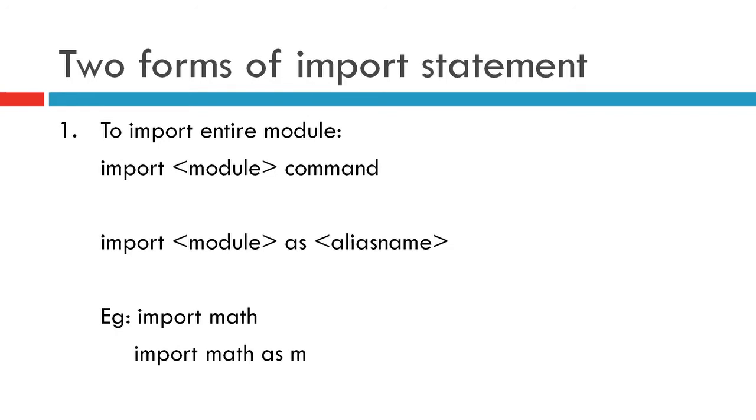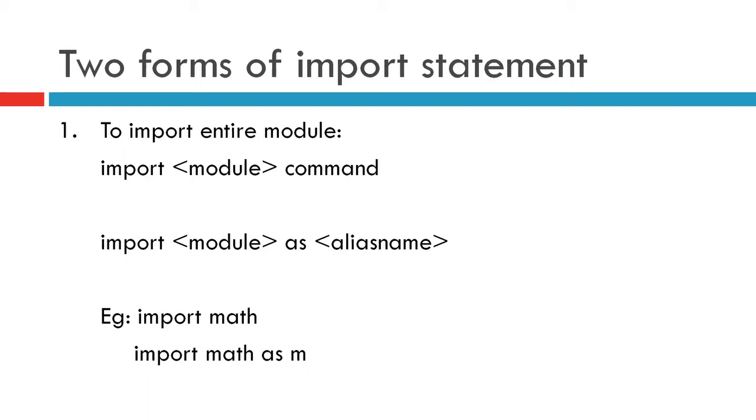The first form is importing the entire module, which means whatever objects are present in that module can be used in our program. Let us see how to use it. Import, and the module name I have taken for the example is math. This is one method via which I am trying to import all the objects that are present in math.